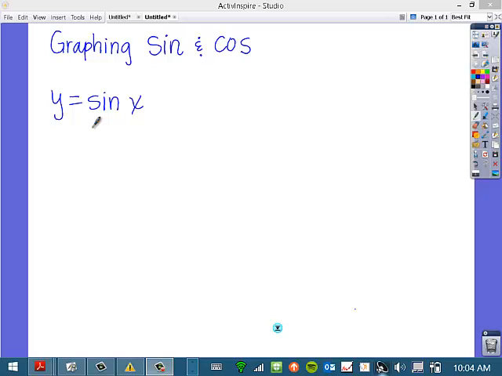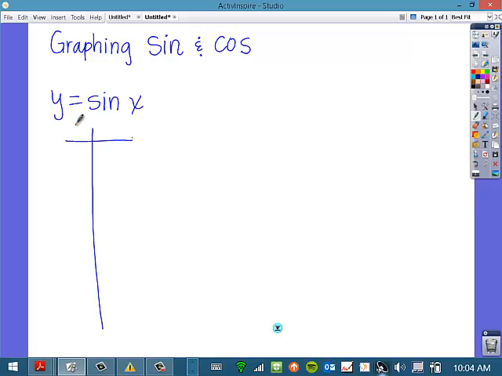Today we are graphing sine and cosine functions. We're going to begin by graphing just the parent function, basic y equals sine of x. To help us graph it, we're going to make a t-chart. We're going to plug in values for x and y, and I'm going to plug in things for x that I can easily evaluate, like 0, pi over 2, pi, 3 pi over 2, and finally 2 pi.